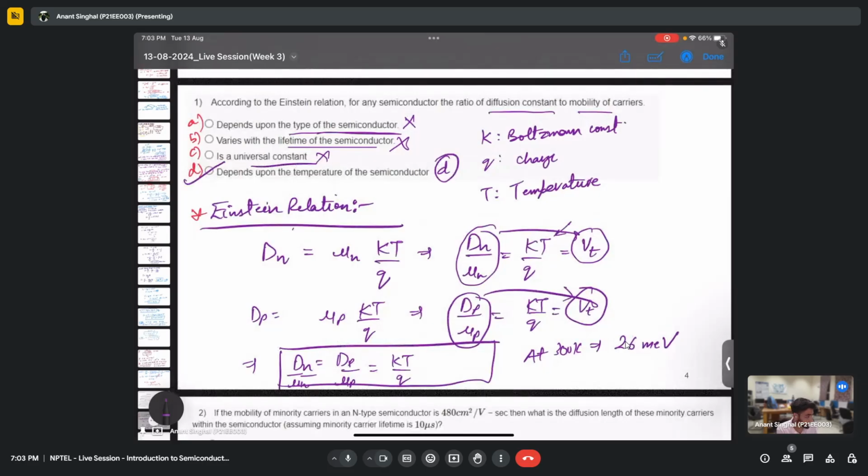Is it clear? This is quite easy, I guess. Please let me know if it is clear so that we can move forward.